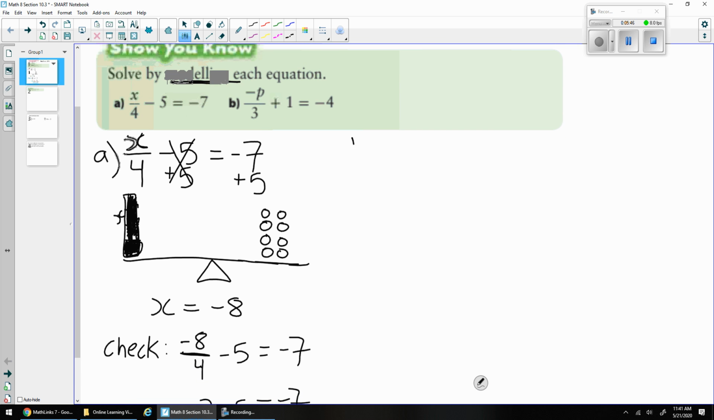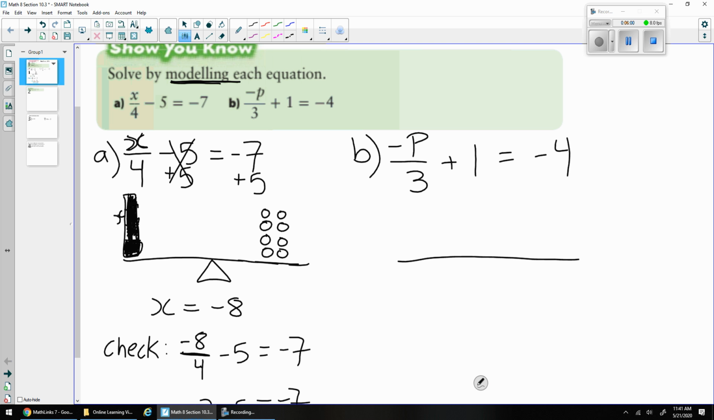Okay, let's look at b here. B is negative p divided by 3 plus 1 is equal to negative 4. Okay, so let's model it quickly. I have my teeter-totter. So my p is divided by 3, and it's a negative. So it's sort of hard to show this in diagrams. But if this whole thing is equal to negative p, I only have 1/3 of it. 1/3 of that negative p.